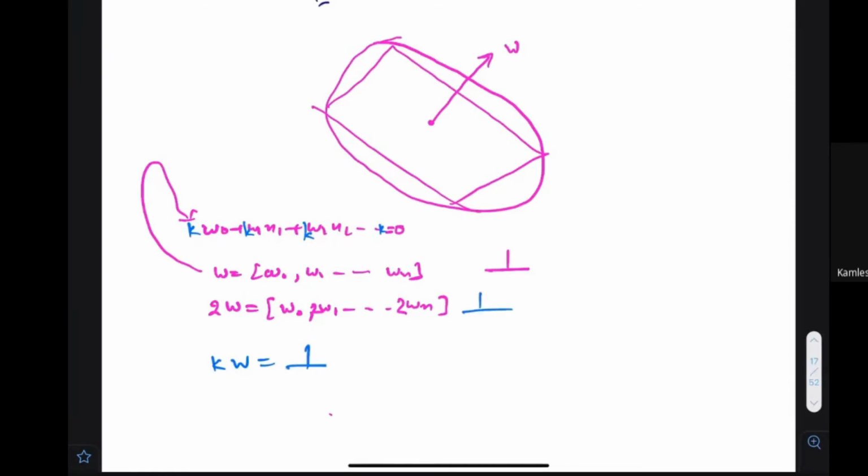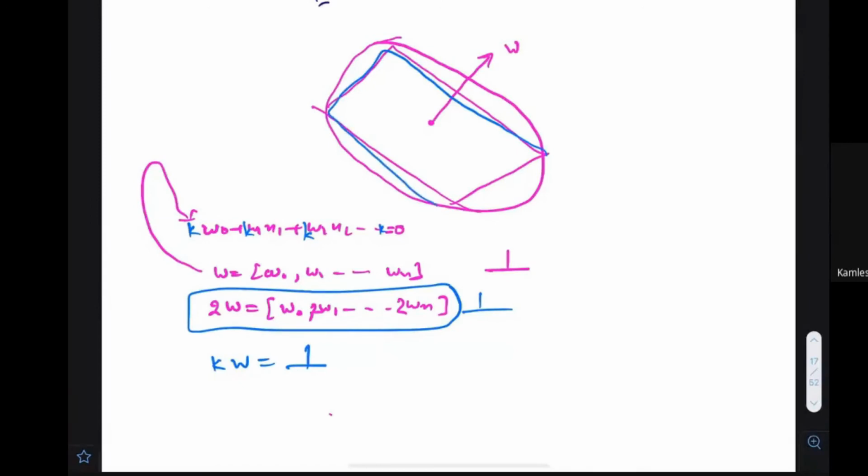So given a vector, I can find out the plane. But there are infinite such vectors, because k can take any value. There could be infinite such vectors which are going to define the same plane. Are you agreeing with me?